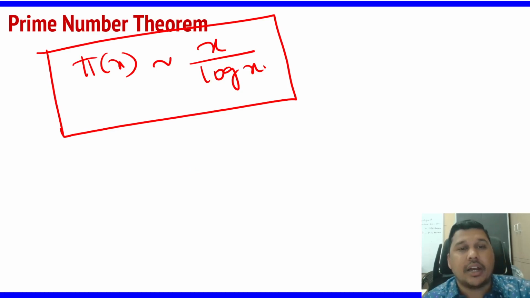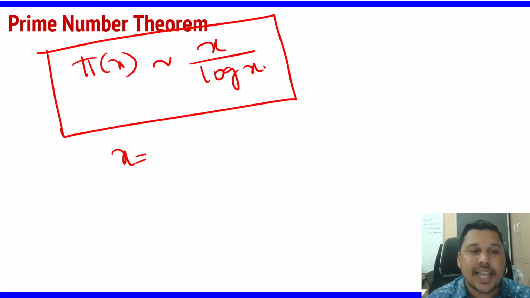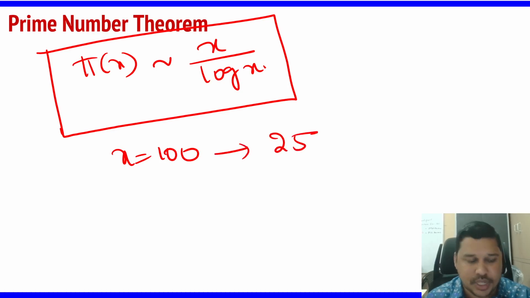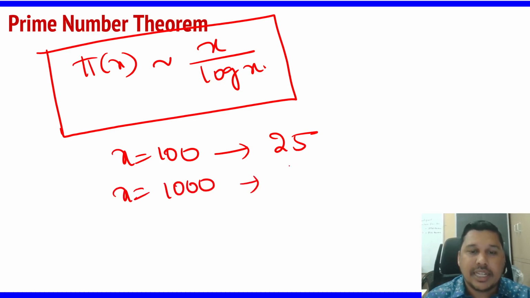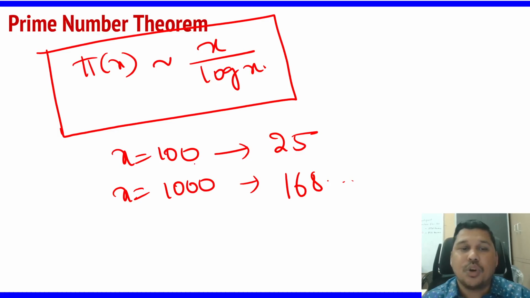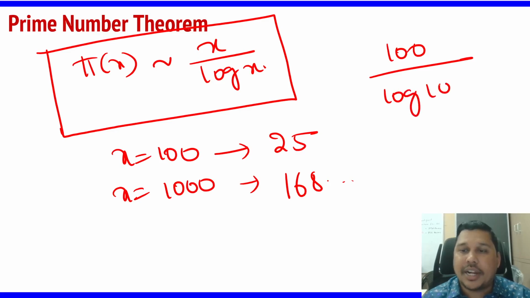If you want, we can check with some examples. If you take x value as 100, how many primes do we have? Generally, we have 25 primes here. If you take x equal to 1000, the number of primes we have is around 168. So how are we getting this? You substitute here. For 100, it is 100 by log 100. If you calculate the log 100 value and divide, you will get somewhere around 25.